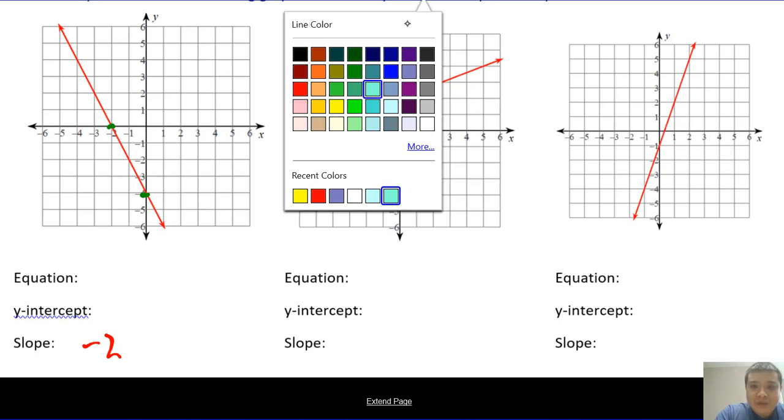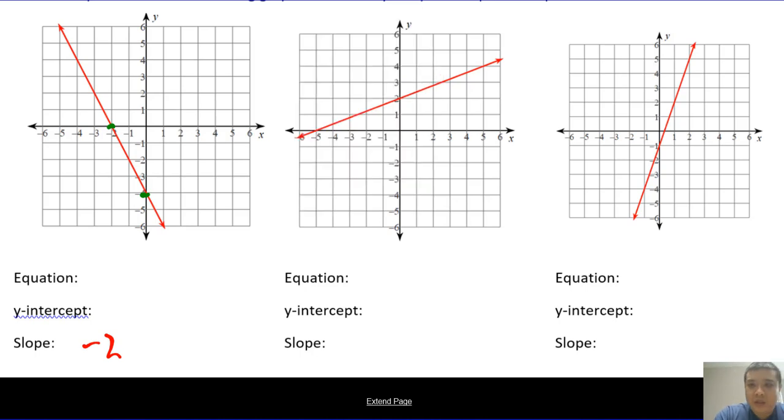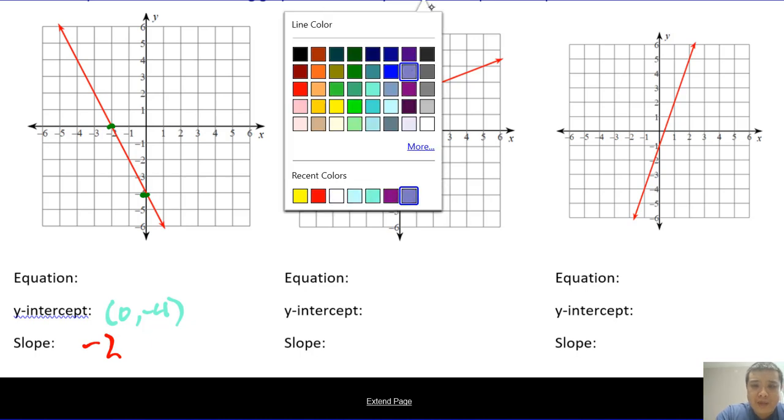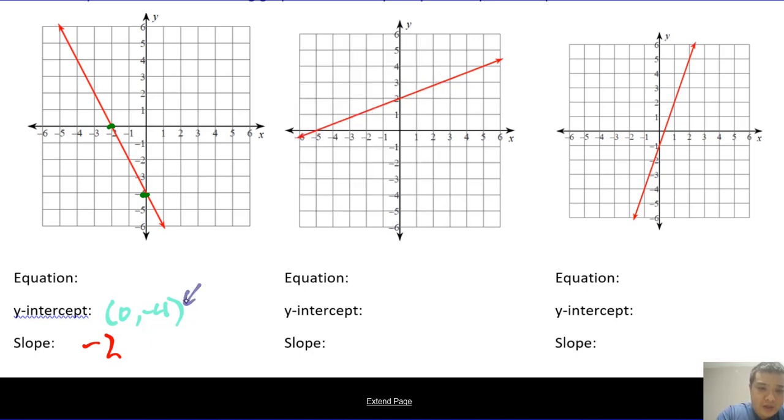Then our y-intercept we know is going to be 0, -4 because it's right here. Which means the b value in this case is going to be -4. So our equation is going to be y equals -2x minus 4.